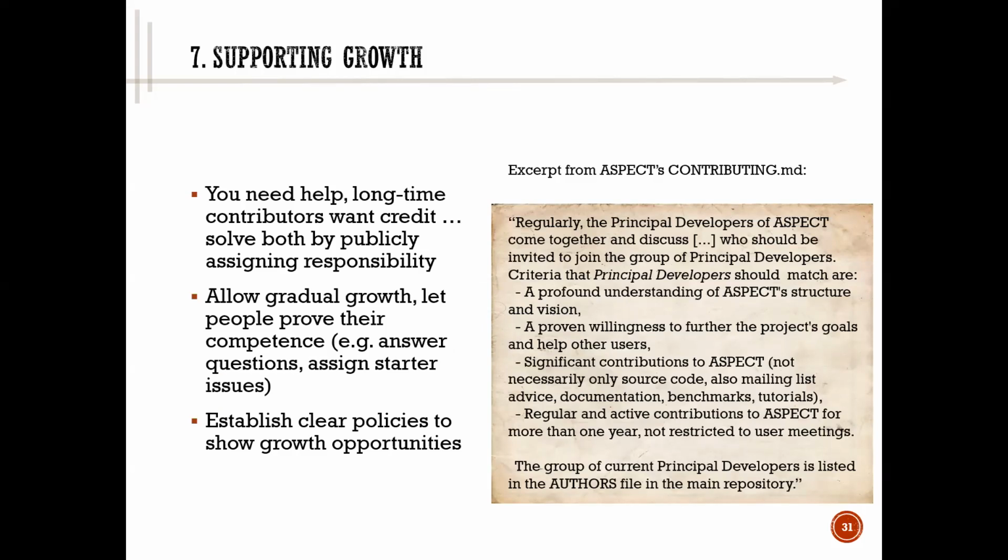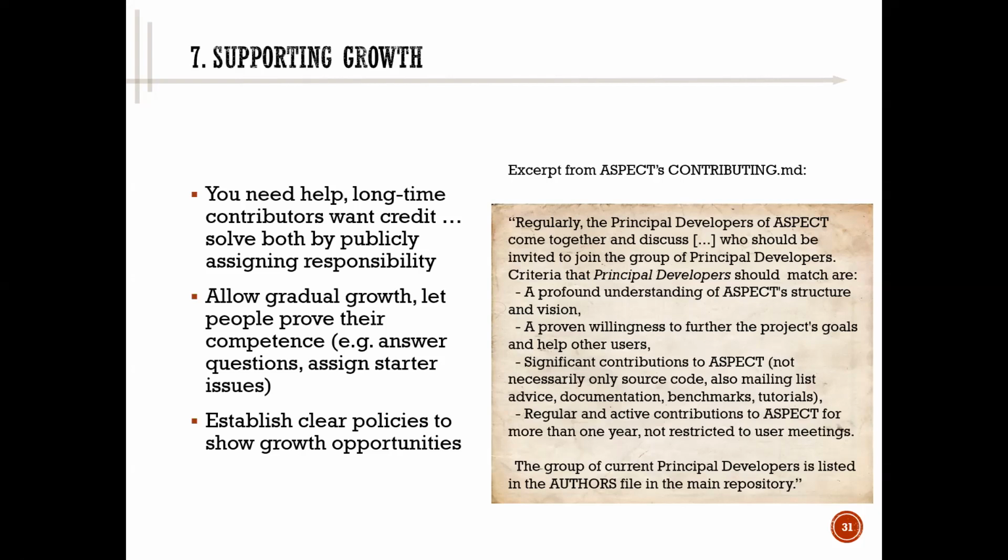So in general, as a maintainer, you need help. You want more people to help you with the main task of maintaining. And the long-time contributors of your project want credit for their work. So publicly assigning responsibility to them solves both problems in one go.